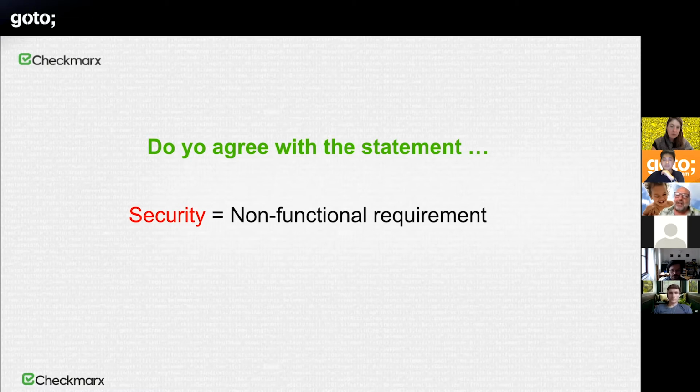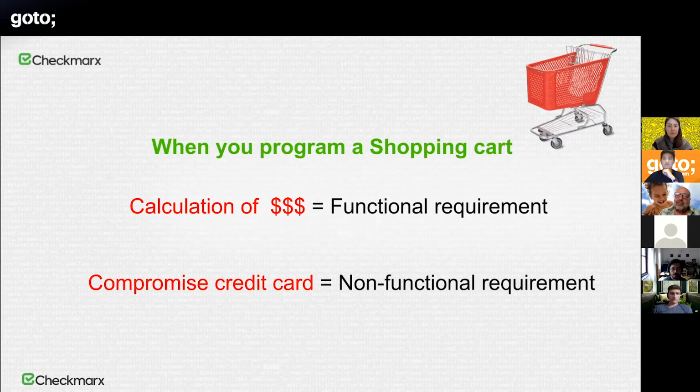If we are looking at, for example, you want to program a shopping cart, okay? And if you want to program a shopping cart, you always look at the functional requirement, which is calculation of the dollars. But what happens about the credit card itself that is put into the system? Do you put the same attention to protecting the credit card so it will not be compromised? This is as functional as calculating the right dollars, because if the credit card is stolen, then you can go out of business.